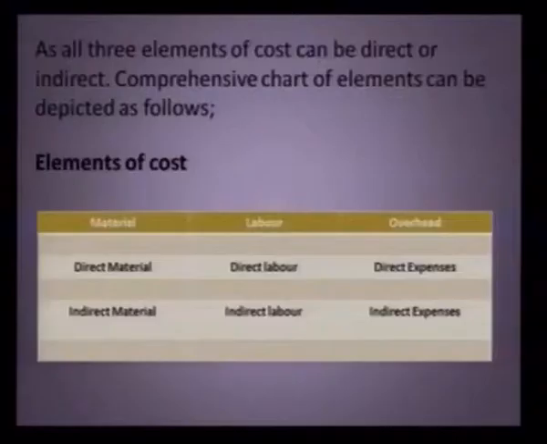Can you further elaborate on these elements of cost which you have just talked about, direct and indirect? As we have already discussed, there are 3 components of cost, that is material, labor and expenses. And again, these 3 components can be classified as direct and indirect. So we can say there are 6 major components of cost, that is direct material, indirect material, direct labor, indirect labor, direct expenses, indirect expenses.